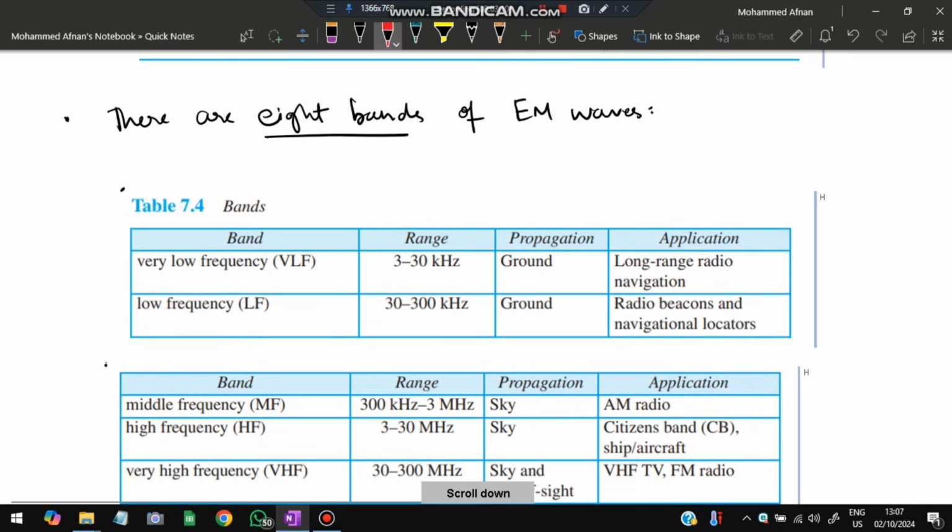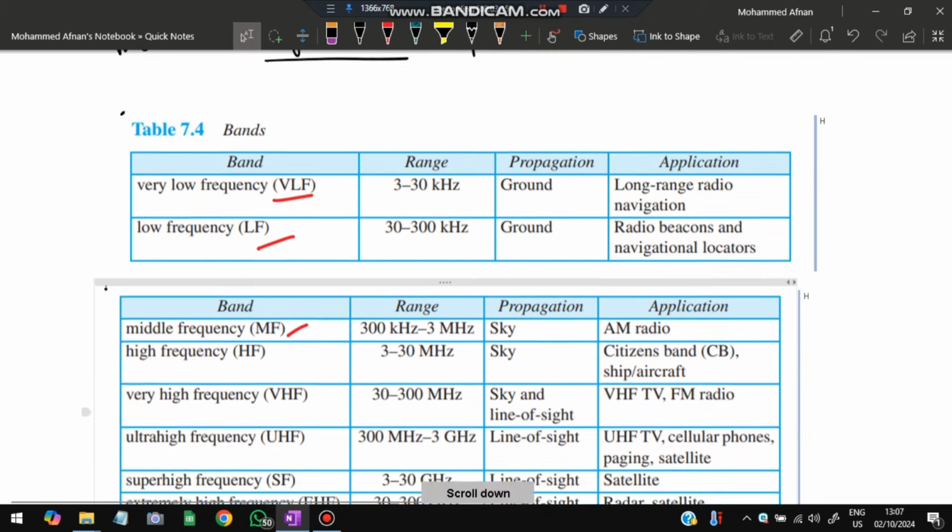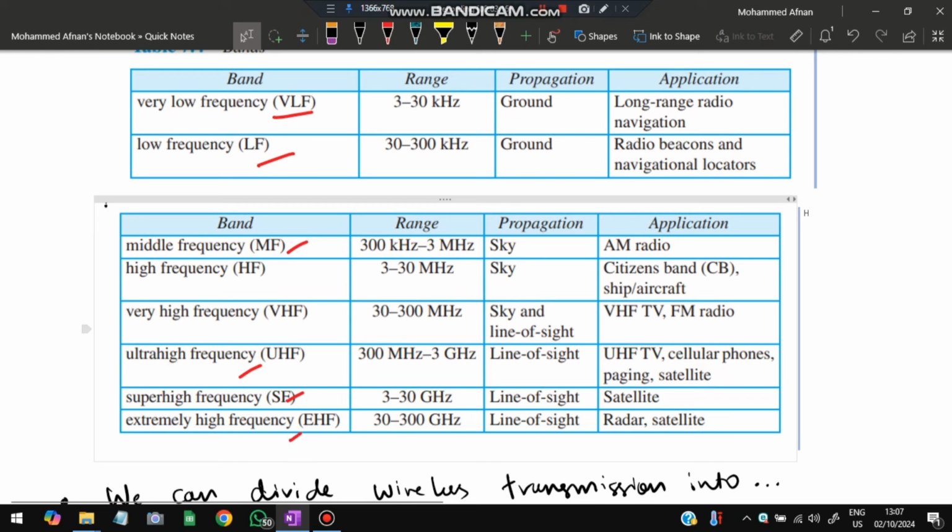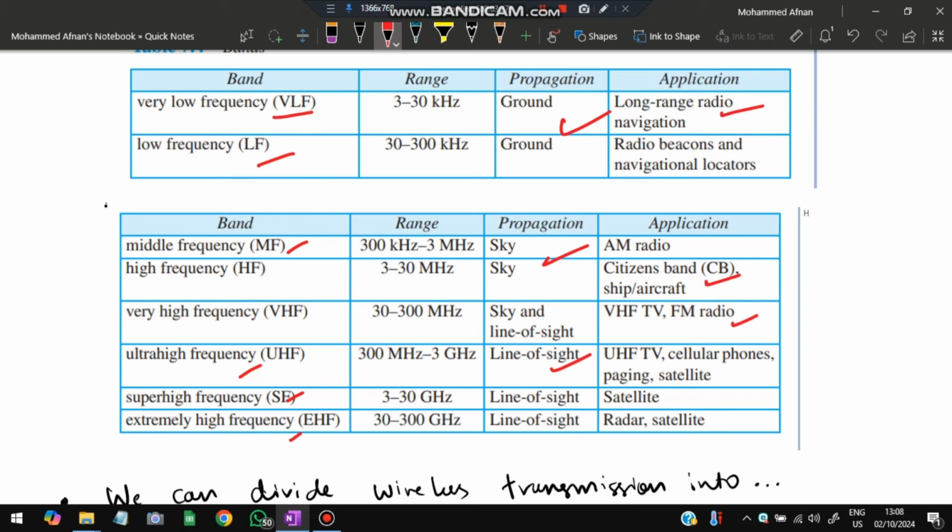Next we have the bands of EM waves: very low frequency, low, middle frequency, high, very high, ultra high, super high, and extremely high. Ranges are also given here. The propagation is either ground, sky, or line of sight, and the applications are radio waves, aircraft, FM radio, cellular phone, satellite, radars, and so on. Based on the frequency, we are defining the range and the mode of propagation.